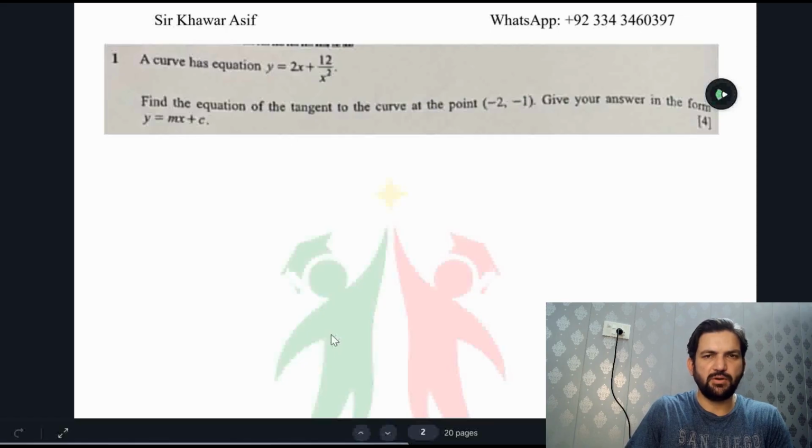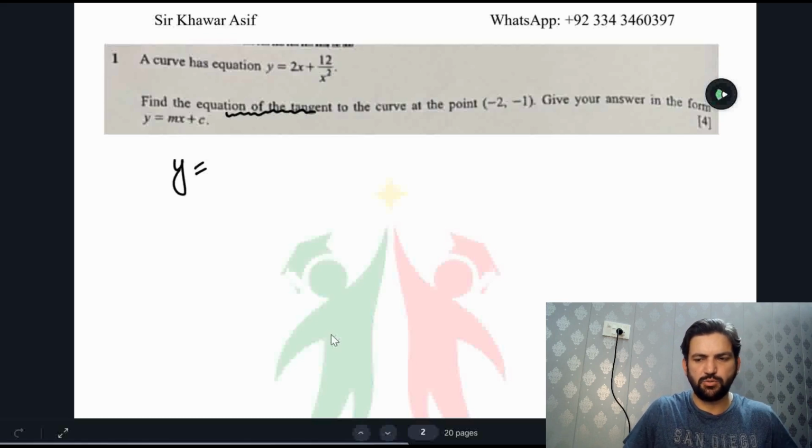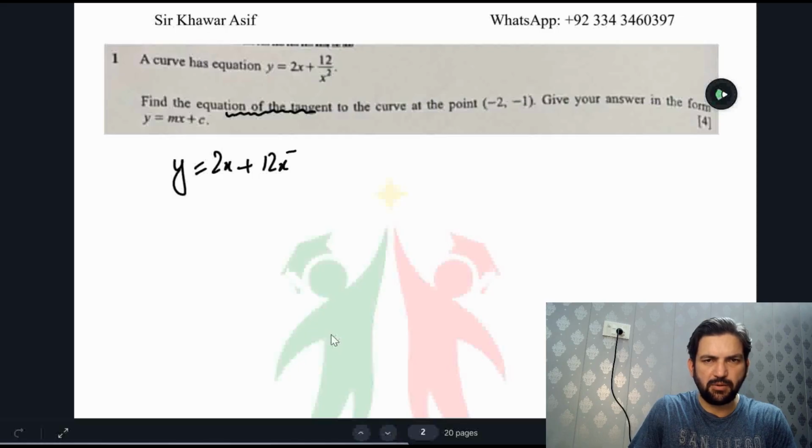First of all, we know that we have to find the equation of the tangent. Now at the tangent point, we need to find dy by dx. So y is equal to 2x plus 12x power minus 2 is the equation. So we need to find dy by dx.